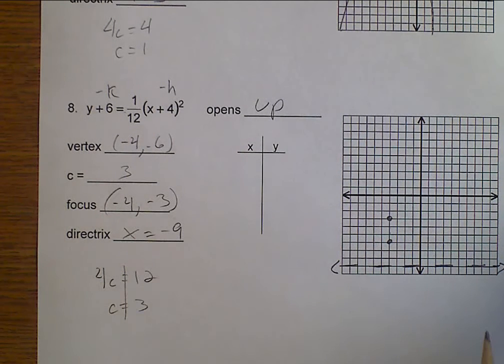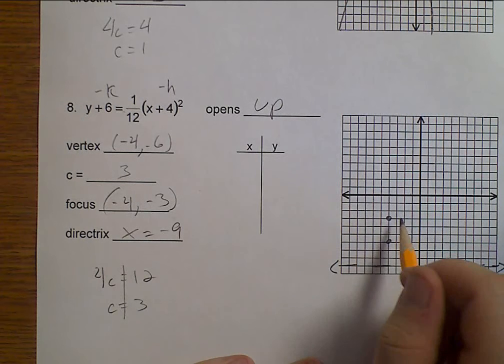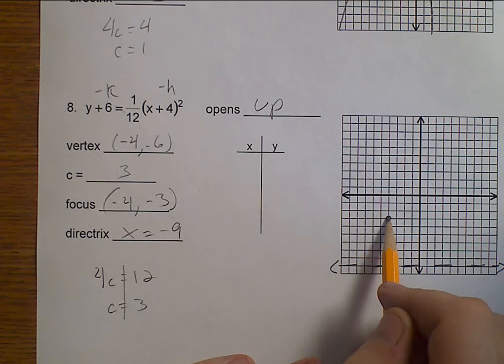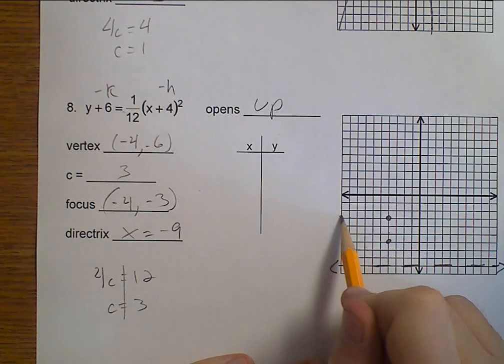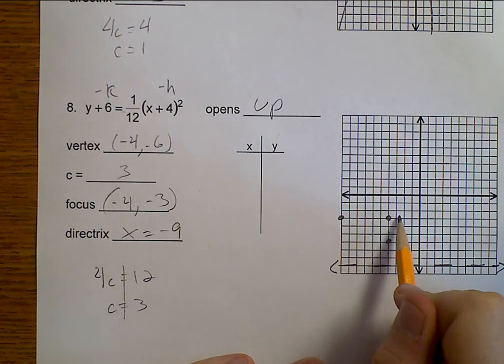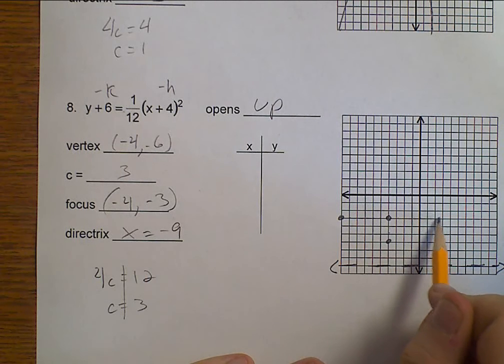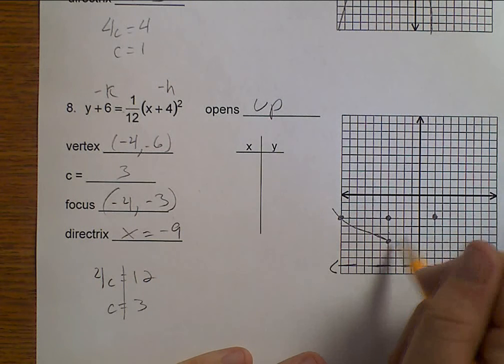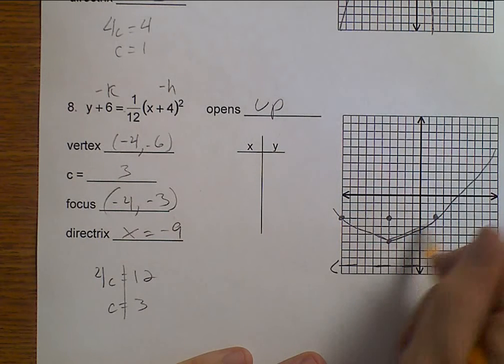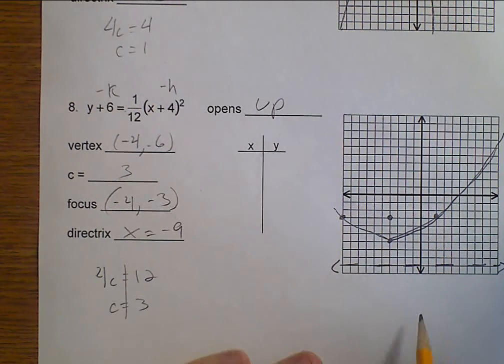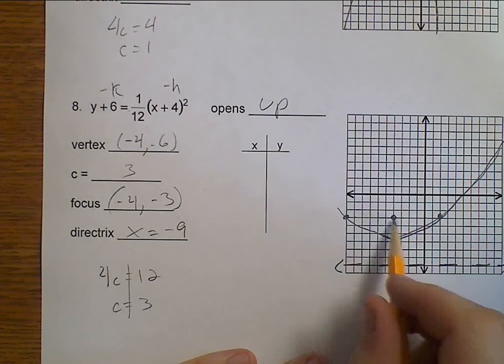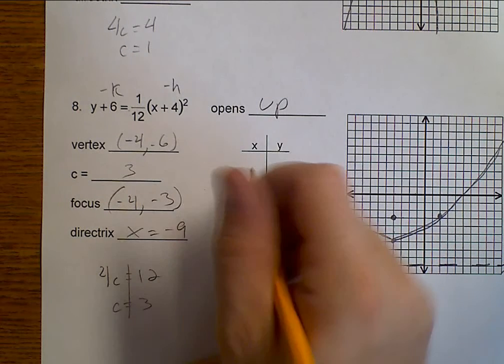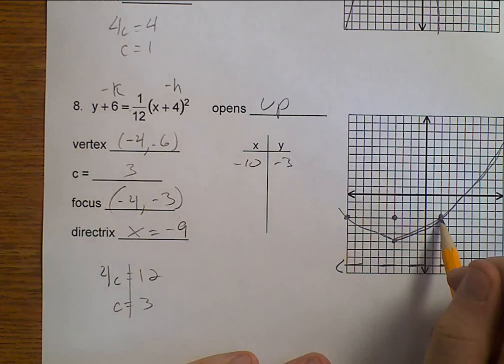My 2 points. This is my focus. My c was 3, so that means I need to go over 6. 1, 2, 3, 4, 5, 6. Draw my graph. My first point is at negative 10, negative 3. My second point is at 2, negative 3.